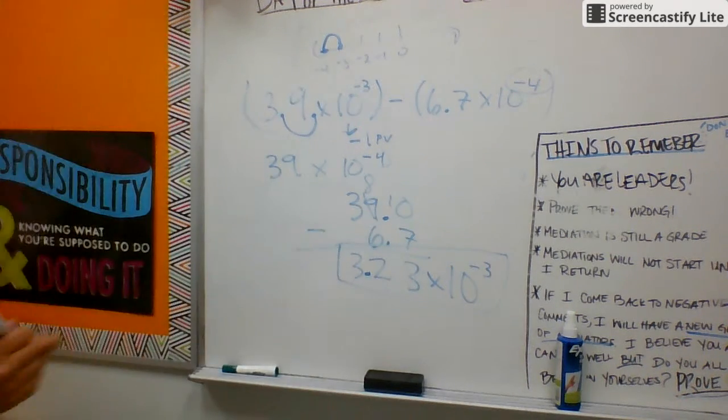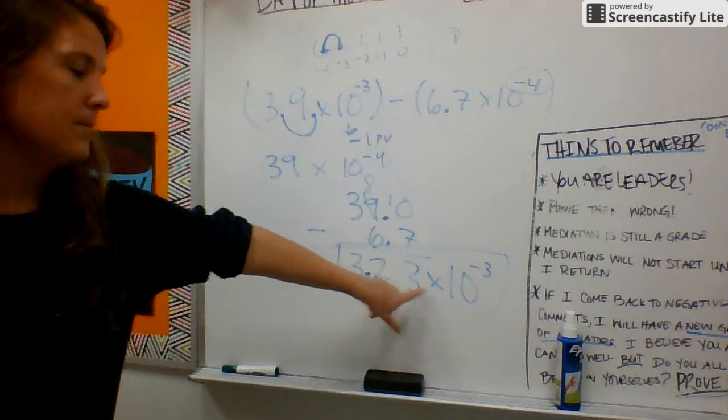There is your final answer. 3 23/100 times 10 to the negative third.